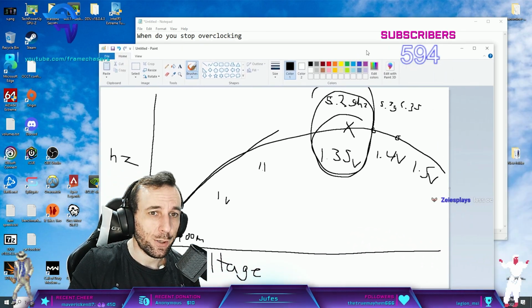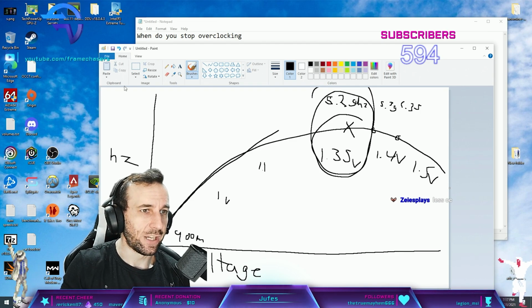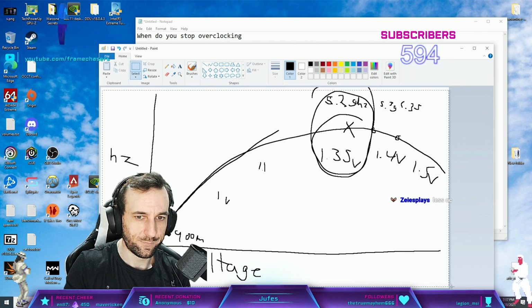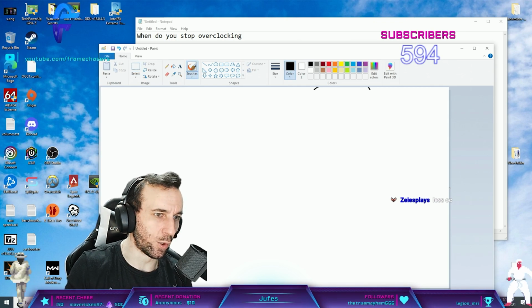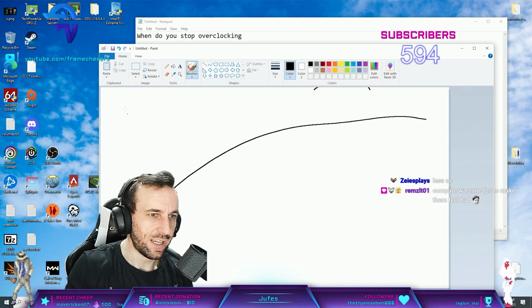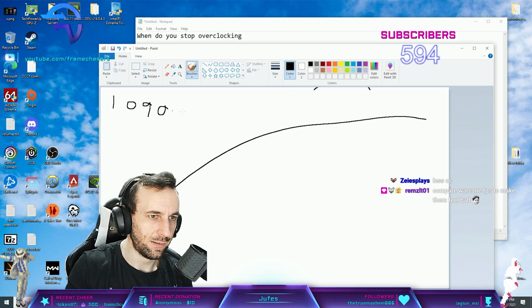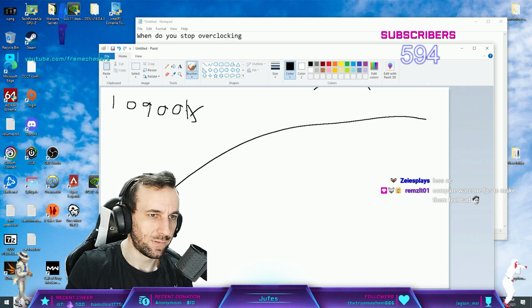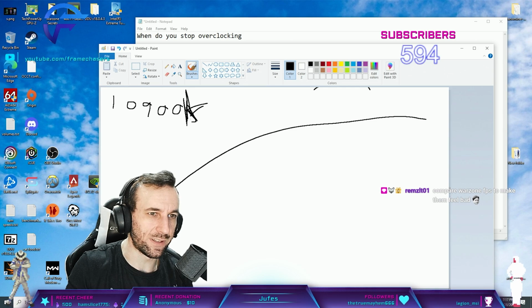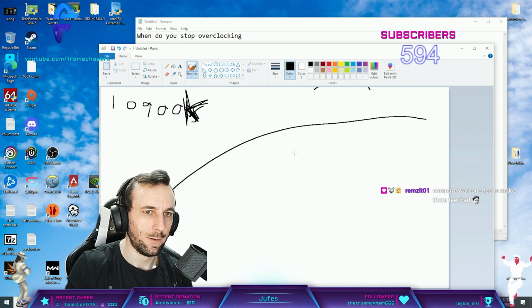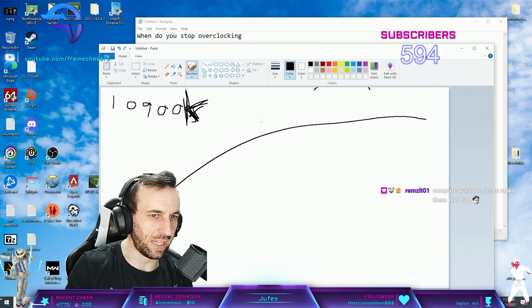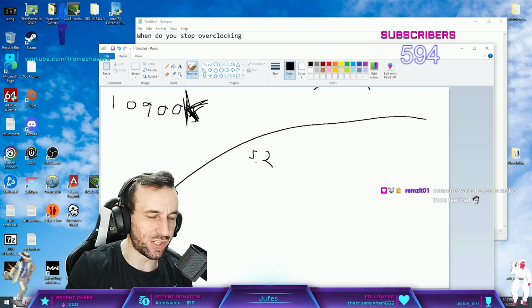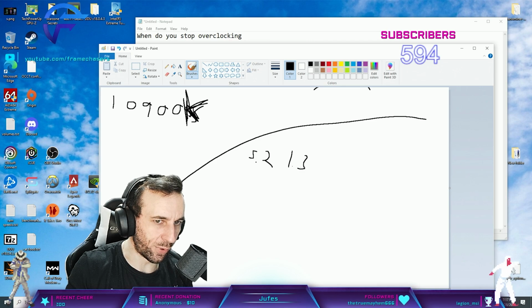And between, okay, here's another thing I'll tell you. This is what silicon quality is, okay? Here's your graph. See, it's a 10900K, right? The worst silicon quality one is going to be like 5.2 at like 1.38 volts.